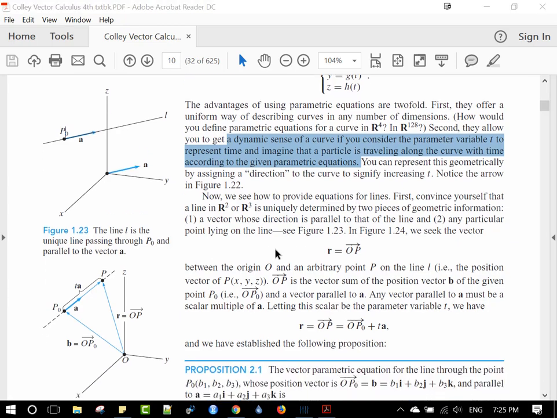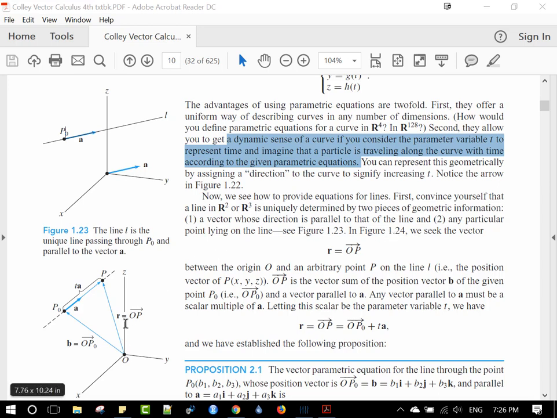Okay, so next we're going to talk about what we just did here. How can we provide equations for lines? For example, in R2 or in R3, you can see that a line is uniquely determined if you give two pieces of geometric information, like we said. If you know that there's a point, and you know that it's parallel to A, that uniquely determines just one line. So a vector whose direction is parallel to that of the line, and any particular point lying on the line.